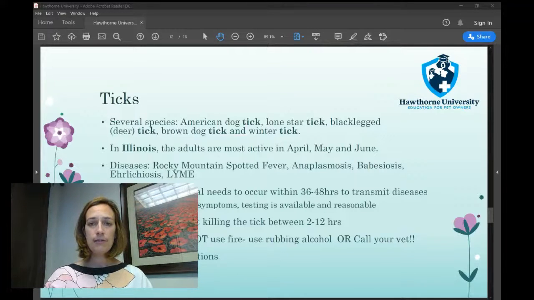Please, please, please do not light a match. Do not try to set it on fire. Yes, fire kills ticks, but not while it's attached to your pet or your body. Simply getting a cotton ball of rubbing alcohol and placing it over the tick for a minute or two will start to suffocate that tick. It will loosen it up, and with tweezers, you should be able to pull that out. Again, if you're not comfortable with it, please, please, please call us. We are more than happy to help with this.